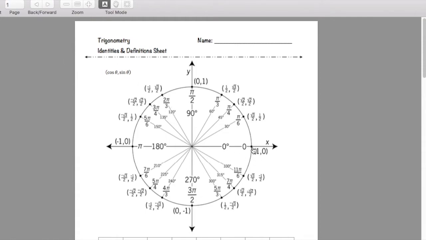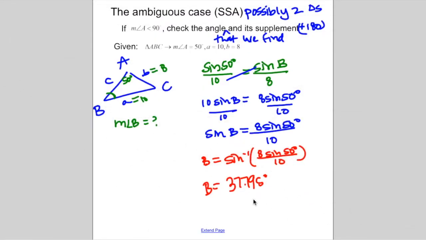So if I look here, triangles go to 180 degrees, so it is possible to have two sine values that are exactly the same. This is the same sine value as this one. Same thing here. So let's go ahead and check for it. The way we do this is we check the angle that we find and its supplement.